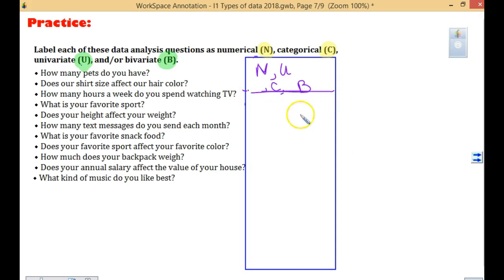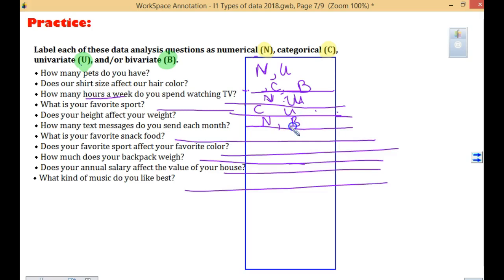Okay? The next one. How many hours a week do you spend watching TV? That is numerical, right? Because you're talking about the number of hours. It doesn't say what TV channel. And then this would be univariate. So behind each one, for the rest of them, what I would like you to do, if I'm looking at your favorite sport, I would like you to tell me right now what you think, and then we're going to move this to the side and take a look. Okay? Bivariate.